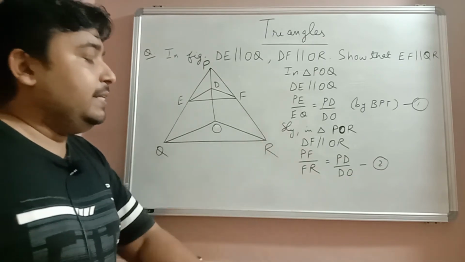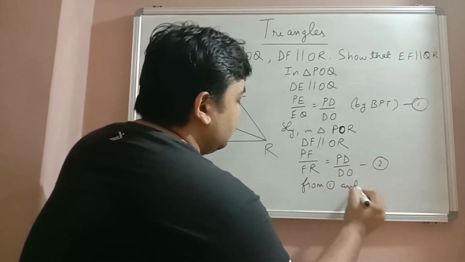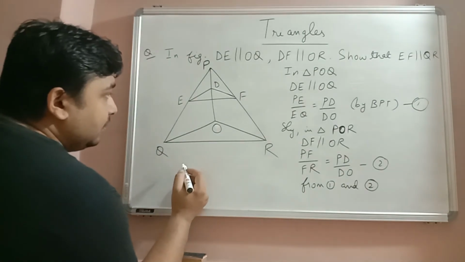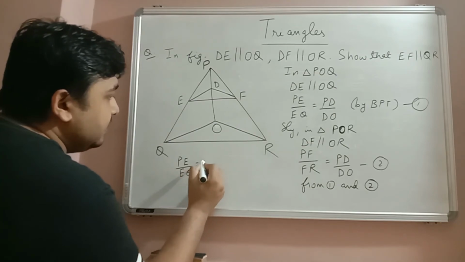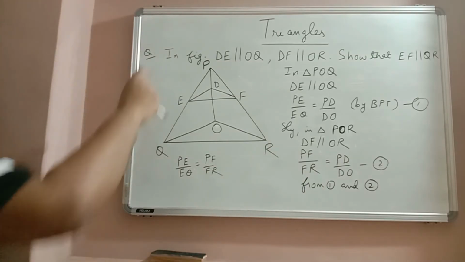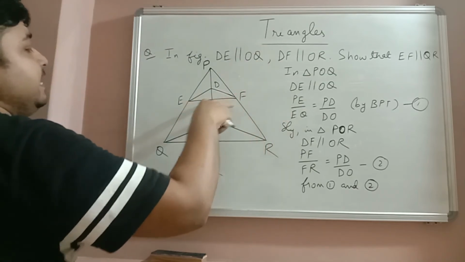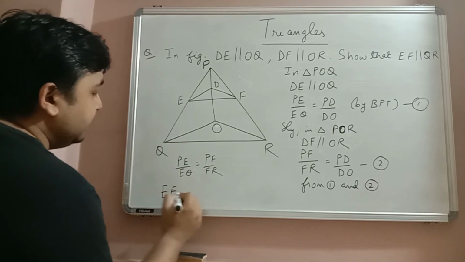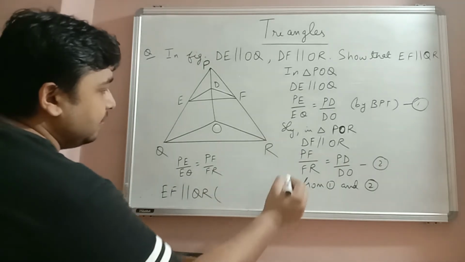Now from 1 and 2 easily we can say that PE upon EQ is equal to PF upon FR. Now, once we get PE upon EQ equal to PF upon FR, we can say that EF is parallel to QR by the converse of BPT. So, therefore, we can say that EF is parallel to QR by the converse of BPT.